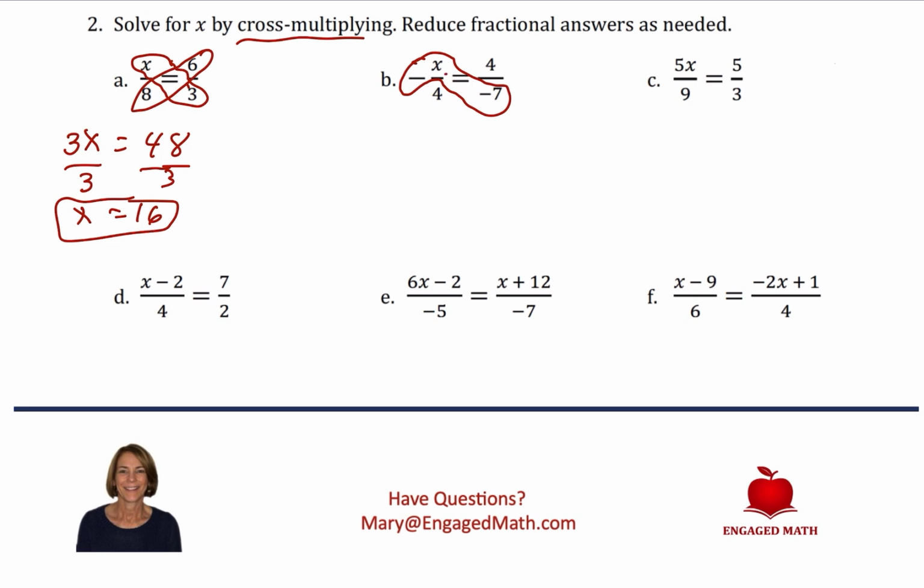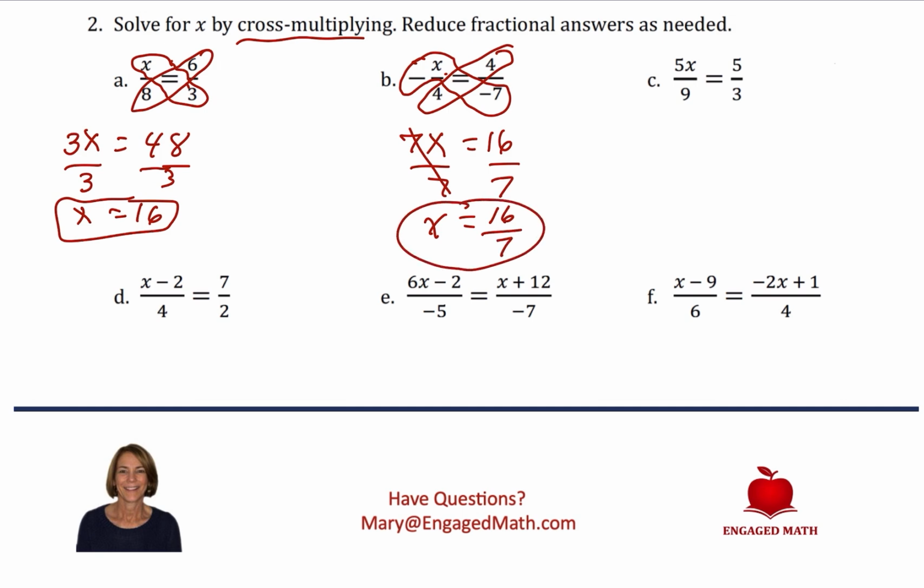So negative x times negative 7 gives me a positive 7x. And now it's a positive 4 in the denominator, so it's 4 times 4 equals 16. Divide both sides by 7, and x is equal to 16 over 7. And we are done. All right, so let's go to the next one where we now have a 5x.